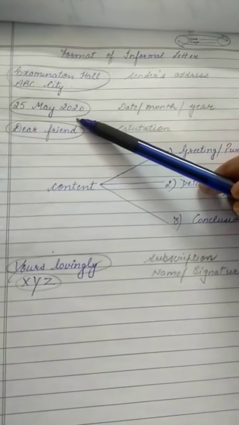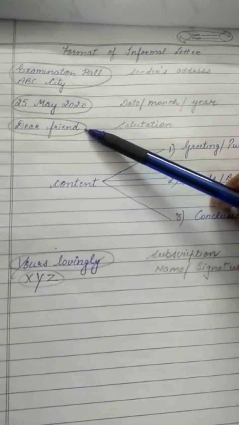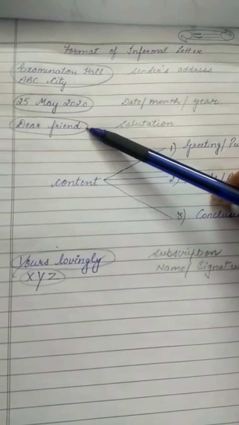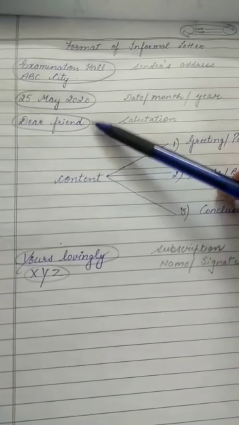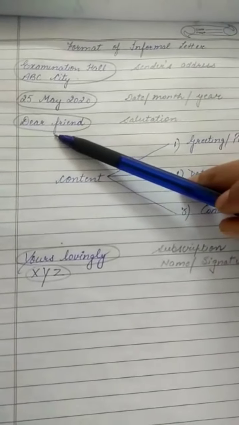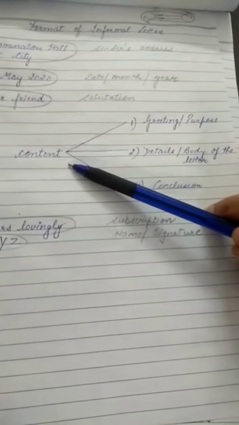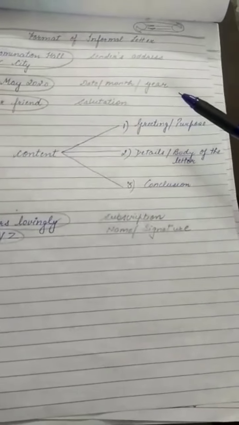Next, again you leave one line. After that, you write the salutation. If you are writing a letter to your relative, friend, mother, father, uncle, etc., you will write accordingly. Here I have written Dear Friend. And now we begin the actual letter. The content of the letter is divided into three parts. First is greeting and purpose.